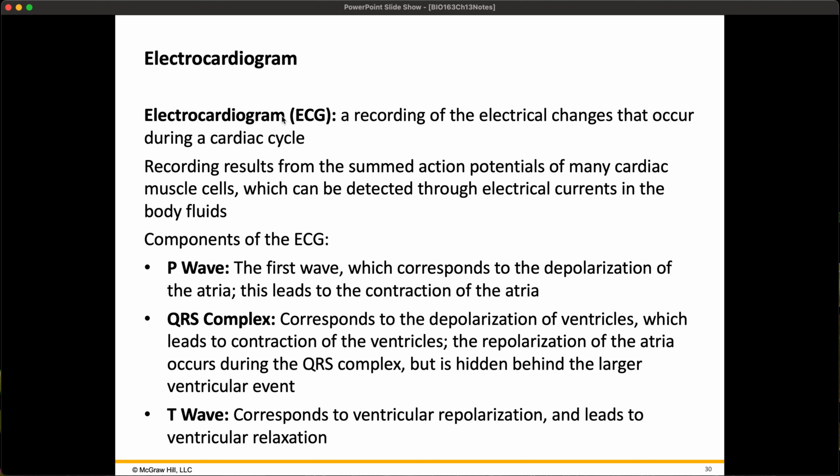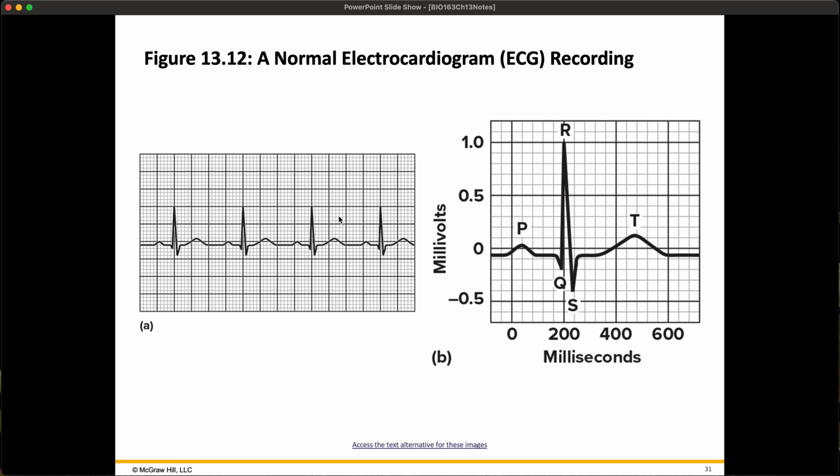EEG is an electroencephalogram. That's when they attach it to your head and read your brain waves. That is very different. ECG, EKG, same thing. You'll most always hear ECG now. So this is a recording of the electrical changes that occur during a cardiac cycle. So you've seen them before as these graphs. So let's talk about each little point, these PQRST waves.